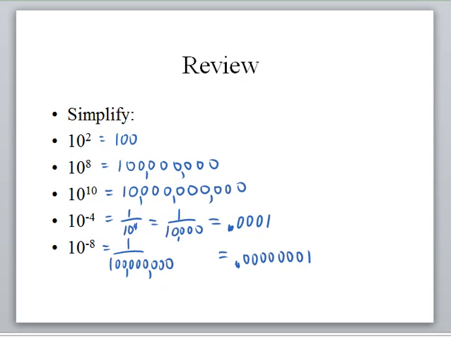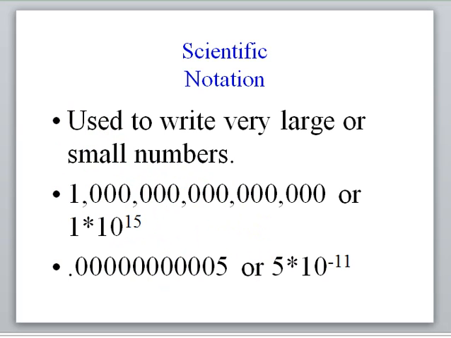Moving on, we have scientific notation. The explanation for scientific notation is that it's used to write very large or very small numbers. It condenses it. So instead of writing this huge number here, we can just simply say it's 1 times 10 to the 15th. Now normally we don't see that kind of sign in there, we'll just see the x. So 1 times 10 to the 15th. Or this really small number here, we would just simply state it as 5 times 10 to the negative 11th.